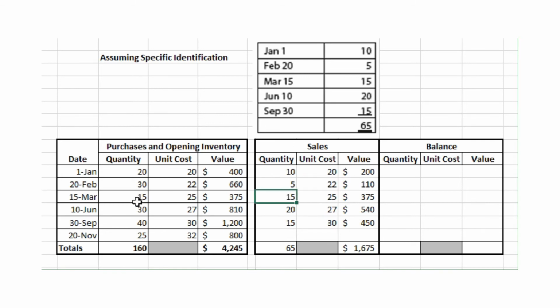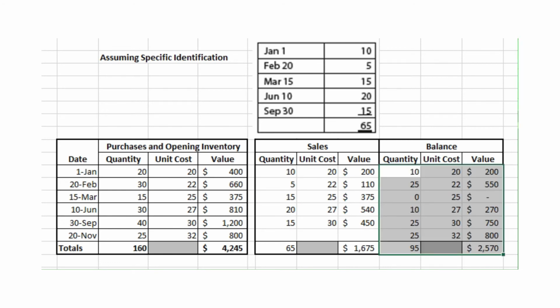15 from the March 15th at $25 cost each. 20 units from the June 10th at the $27 cost each. And 15 from the September 30th batch at $30 each. The total cost of goods sold in this situation will be $1,675. Our balances then need to be carried forward for each batch item until the balance is 0 for that component.